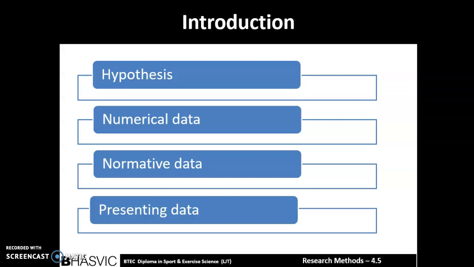A few negatives are that it is factual data, but it does not give the why to why it is like that. It does not give an explanation, and it does not give much insight into why the values are like they are.